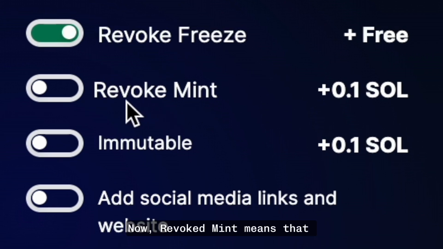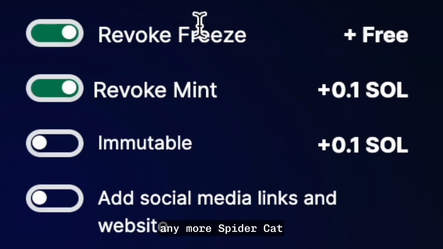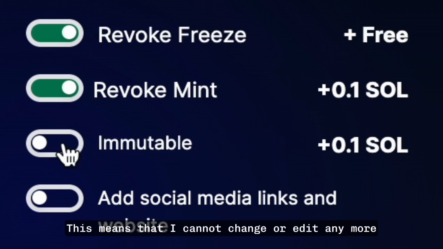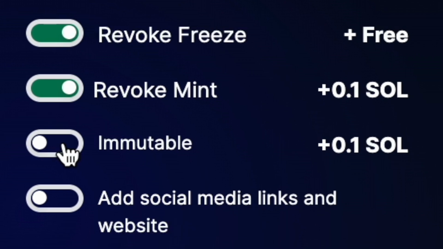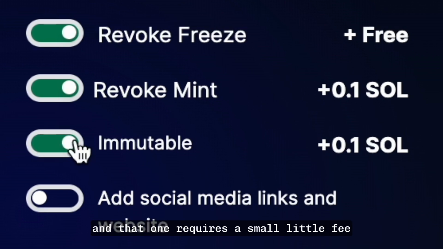Now, revoke mint means that we're removing the authority to create more of a token. So for this one, I select here, and that means that I cannot create any more SpiderCats after I've minted this. Lastly, immutable. This means that I cannot change or edit any more of the metadata. That is basically the information such as the name of the token, the ticker symbol of the token, and even the icon of the coin. So we're going to put it all up there, and that one requires a small little fee.